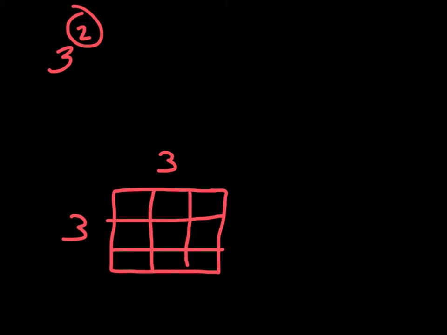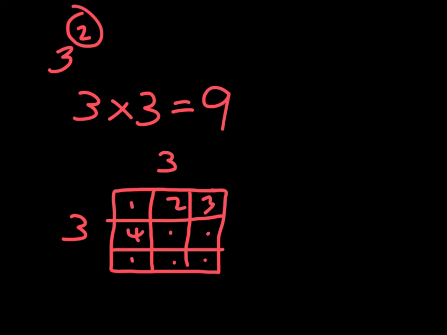So if you remember from last year, you found area of squares or rectangles, and the area was the number of square units inside of something. So that's why we call this 3 squared. We're really finding the area of this square. Okay, and to find the area, you took the length times the width. It's a square, so it's 3 times 3. So we are saying that 3 times 3 is 9. There are 9, 1, 2, 3, 4, 5, 6, 7, 8, 9 square units inside of this.